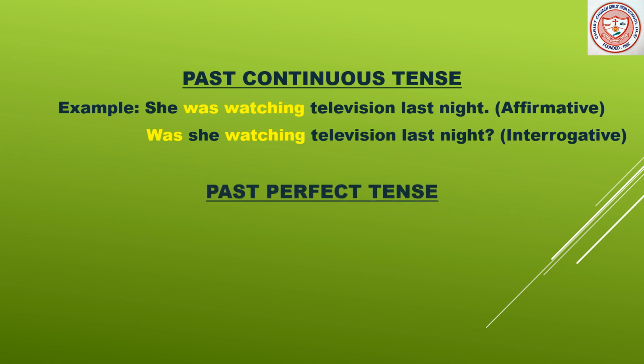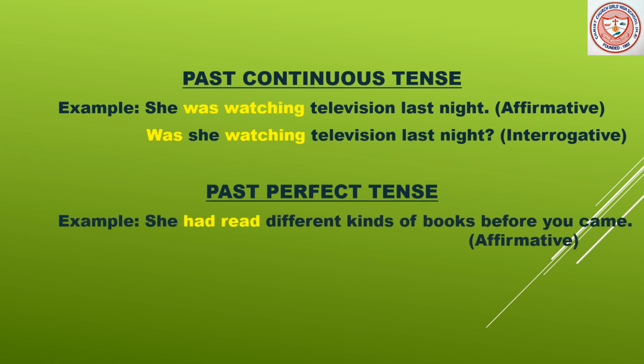What is that? Past perfect tense is used in the former action between two completed actions of the past, and simple past is used in the latter action. Example: she had read different kinds of books before you came.